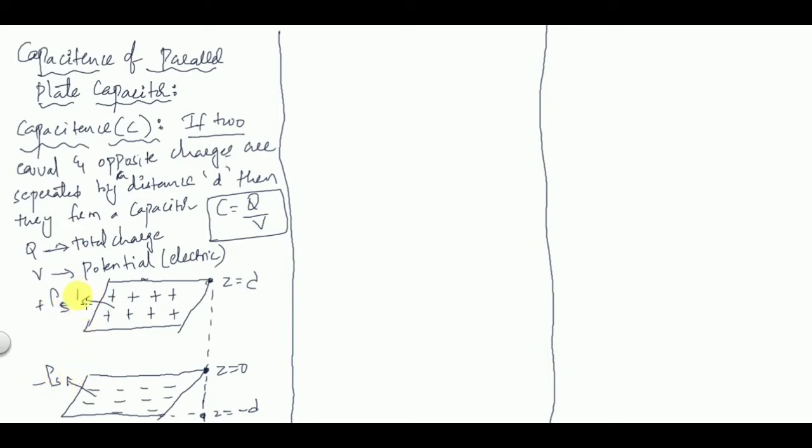Let this be surface 1 and let this be surface 2. The direction of electric field always starts from positive charge and ends on negative charge, so this is the direction of electric field, along the Z direction. This is the Z is equal to D plane, and this is the Z is equal to minus D plane. The surface charge density is rho s here and minus rho s here. Now let us find the capacitance. Capacitance is given by Q by V.